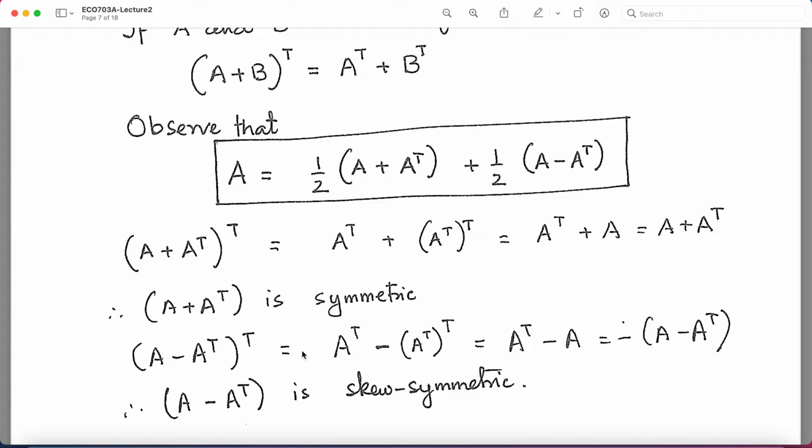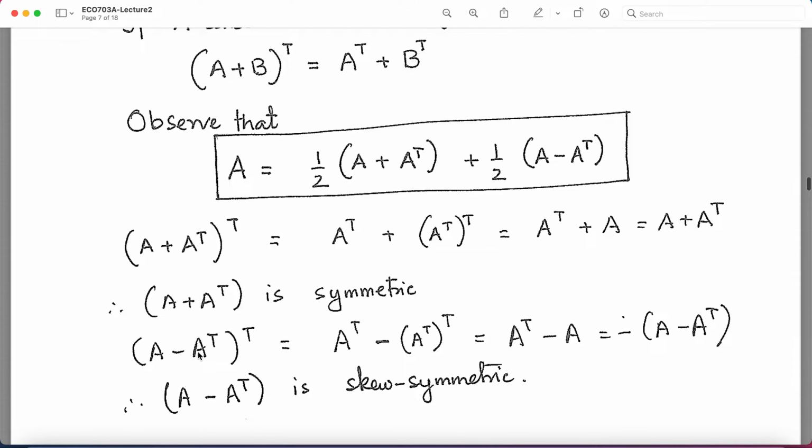Well, (A minus A transpose) transpose is A transpose minus A transpose transpose, which is the same as A transpose minus A, which is minus of (A minus A transpose). So, you can ask how do we handle the minus? We can handle it as a plus: minus A transpose is plus of minus A transpose. So, it will become minus A plus of minus A transpose transpose, and that will similarly tell me that this is nothing but minus A. So, it will be minus of (A minus A transpose). So, it is skew symmetric.